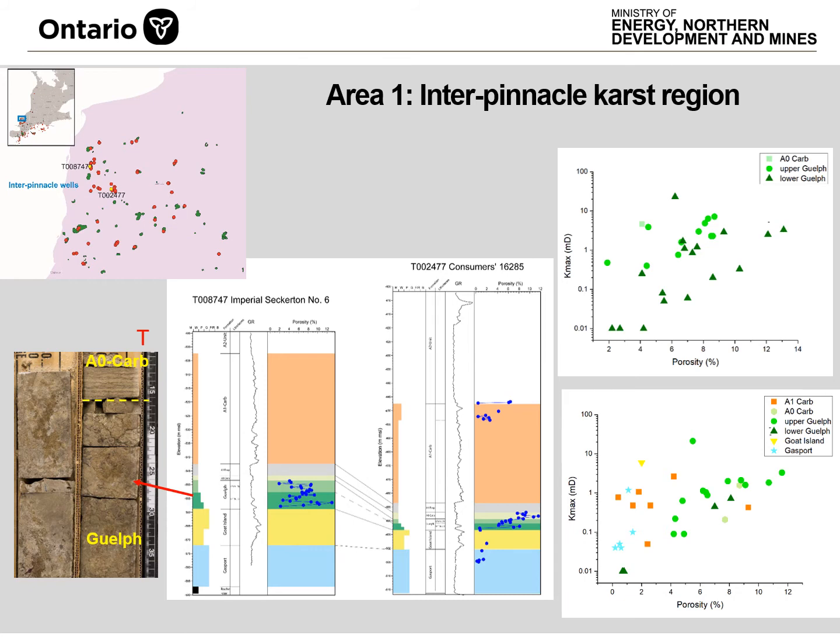The regional variability is pretty low. The porosity is between 2 to 13%, and the permeability is less than 100 mD. The regional porous zone only occurs in the Guelph formation, and the relationships between the permeability and the porosity may seem to have a linear fitting pattern, but not for the A1 carb. It is possible because in the interpinnacle karst area, the A1 carb is pure limestone, while the other formations are dolomitized to some extent.